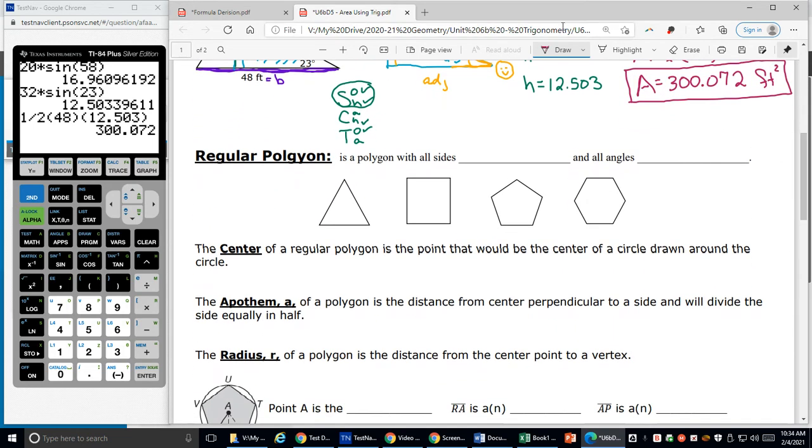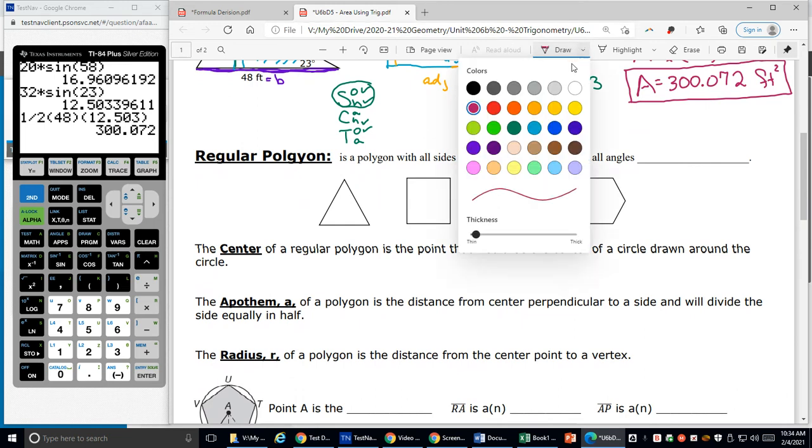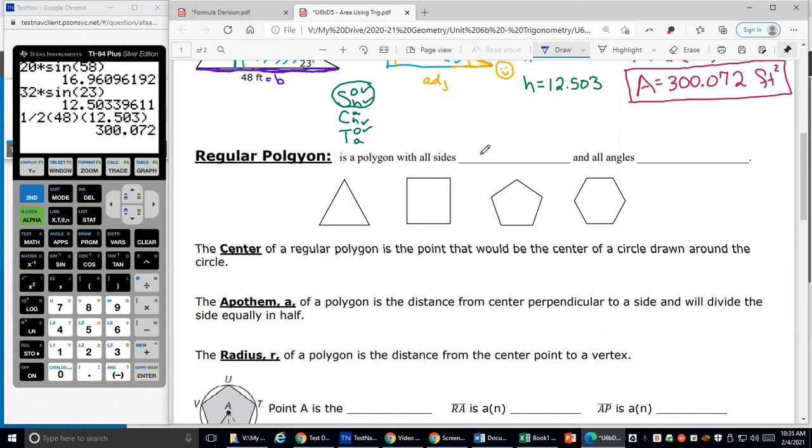Okay. All right, let's look at the next little section here before we move on. The next is some new vocabulary, and we talked about it a little bit on Friday. We said that a regular polygon is a polygon with all sides congruent. So that means all 3 of these sides are the same. All 4 of these sides are the same. All 5 of these sides are the same. All 6 of these sides are the same.